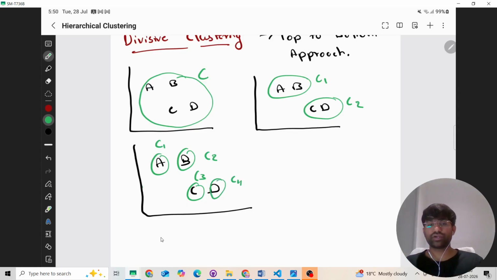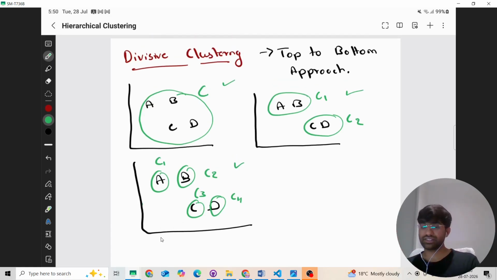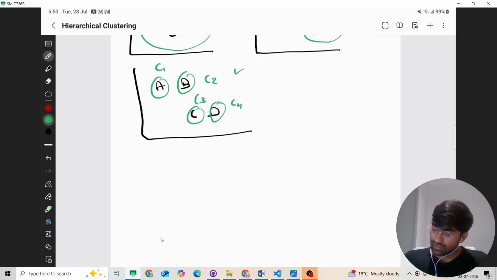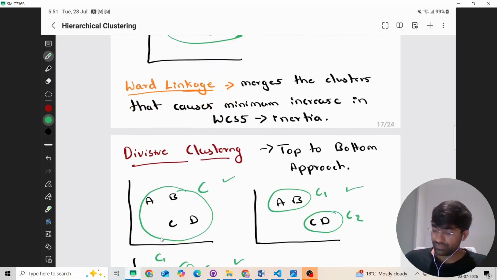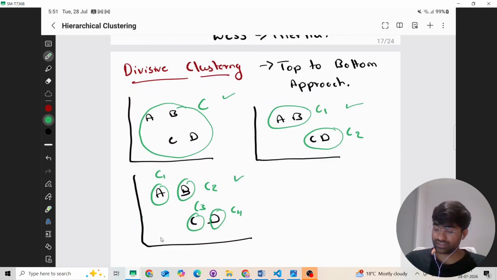Opposite of agglomerative. That's all. From top to bottom, from one big cluster to subclusters until it reaches as many clusters as there are data points. That is the idea of divisive hierarchical clustering. That's it. So you are clustering here in both agglomerative and divisive. You are forming the clusters.